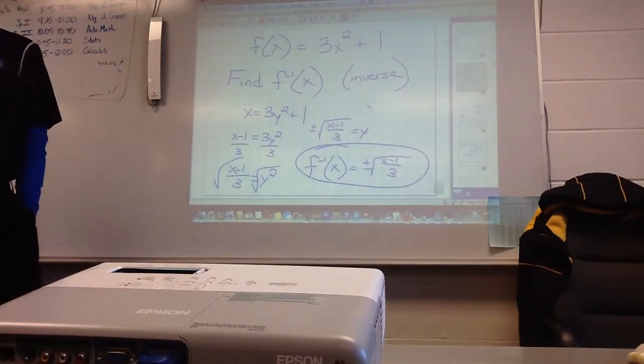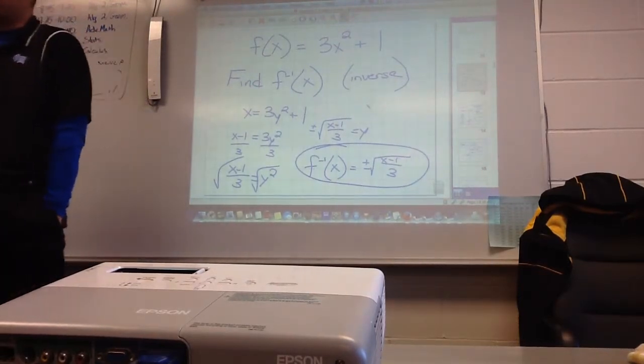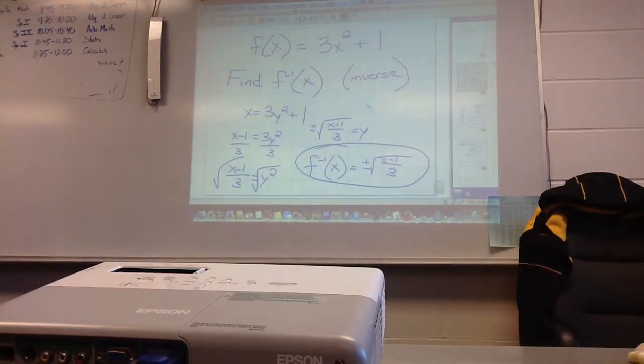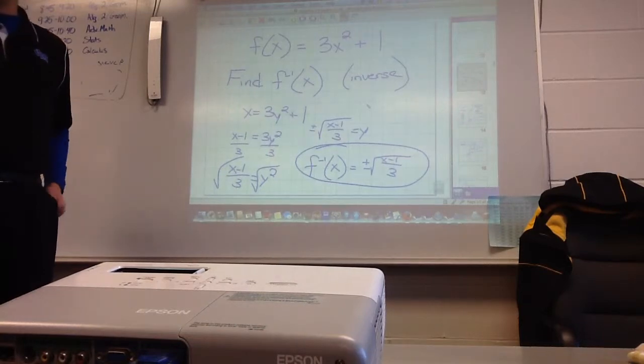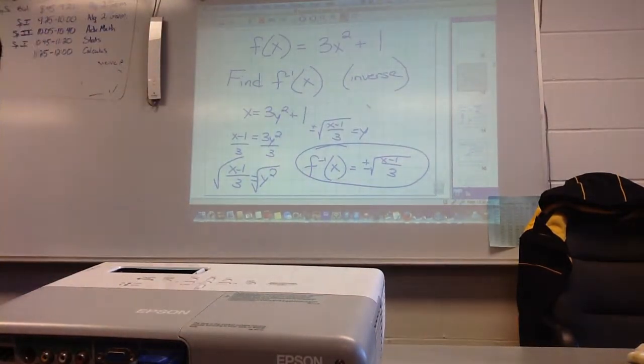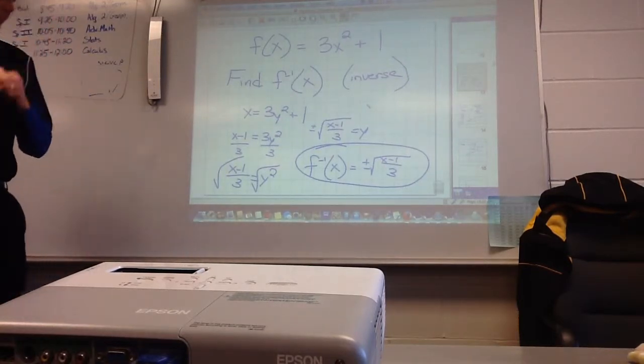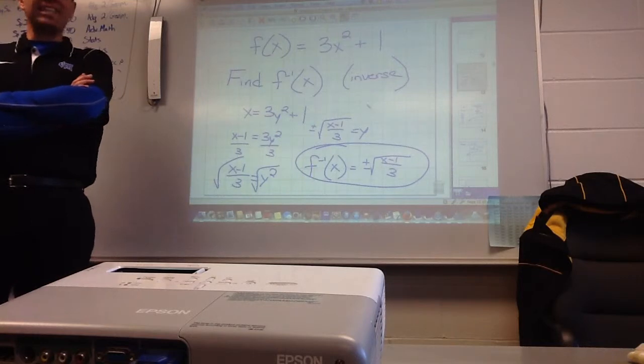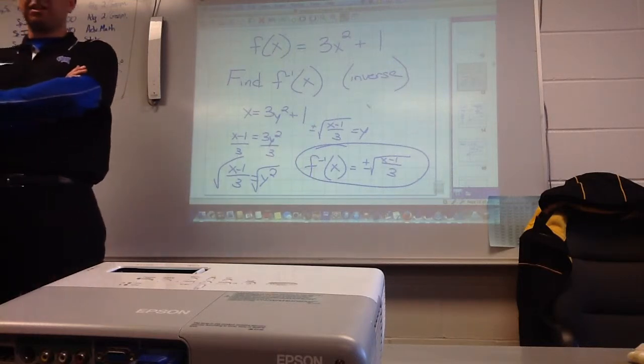And what could you do to double check and make sure you did it right? Just plug in some numbers, right? Pick some easy numbers, plug them in. Switch x and y, and then get y by itself. Or solve for y, however you want to write it. But that's how you will always be able to just find inverse functions.